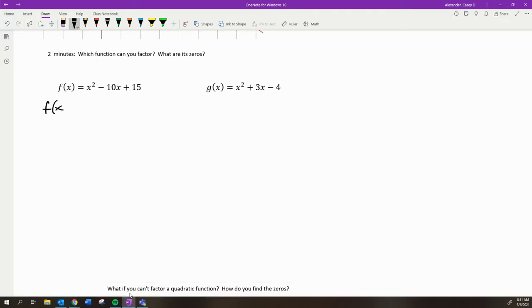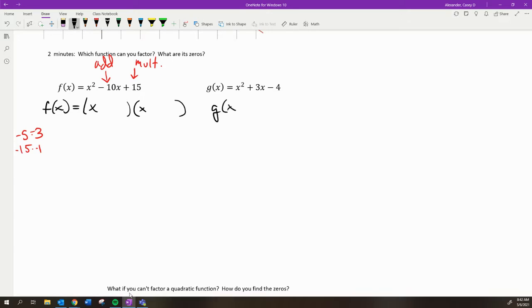To review, to factor a function means to split it up so that it's the multiplication of two binomials. I need numbers that multiply to equal 15, but at the same time, they should add to equal negative 10. And you can do 5 times 3, and you can do 15 times 1. You could do negative 5 times negative 3, negative 15 times negative 1. All of those would multiply to equal 15, but none of them will add to equal negative 10. And so this one you couldn't factor. It does have zeros, but you can't factor it.